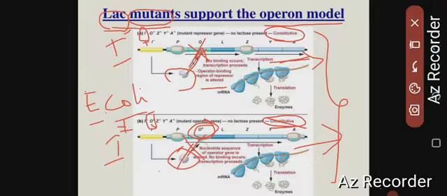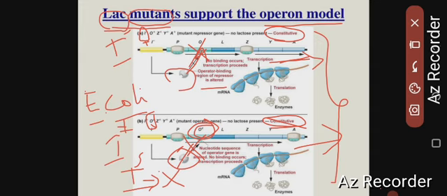There is one more mutant, called Is, which is not described here in the diagram. Is is called the super suppressor. In the case of the super suppressor, it prevents the repressor polypeptide from binding to the lactose. So it will bind to the operator and be non-inducible forever. It will be constitutively repressing the lac operon, so no transcription will happen here.